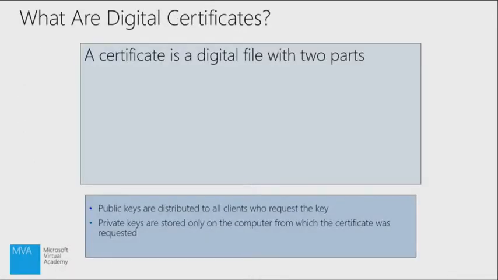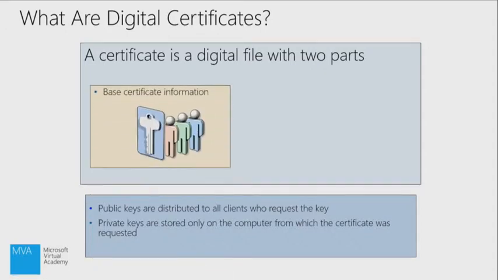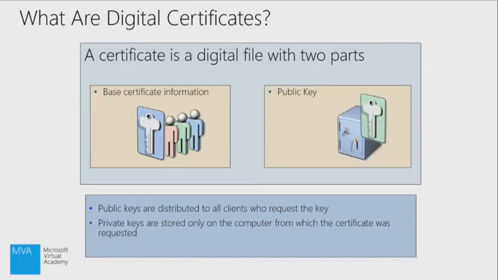Digital certificates. It's a file. It's a file that has two parts to it. Basic information about the certificate and the holder: name, location, organizational information, and a key. This slide says public key. It's not always a public key. It may be a private key. But these are the two parts to any digital certificate, digital file. Public keys are distributed to all clients who request it. Private keys are stored only on the computer from which the certificate was requested.